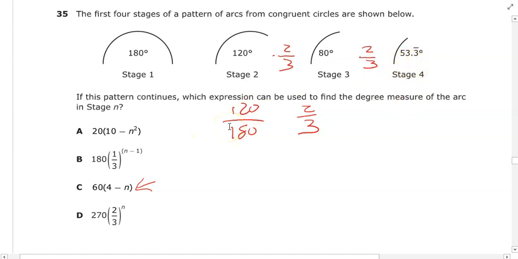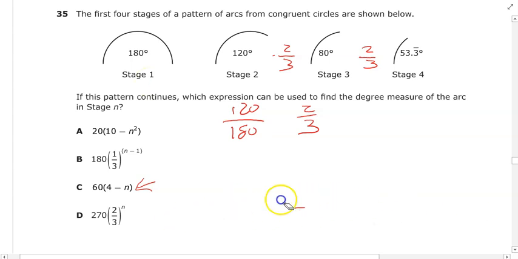So which one would be? I see this one has a 2/3 in it. And as the stage increases, that just means that I'm going to apply this 2/3 another time. So notice what happens here if I plug in a 1. Let's say f of 1 equals 270 times 2/3 to the first power. The exponent just tells you how many times you're going to apply this 2/3. So 2/3 of 270 is 180. So if I plug in a 1 on the first stage, you do get 180 on there.